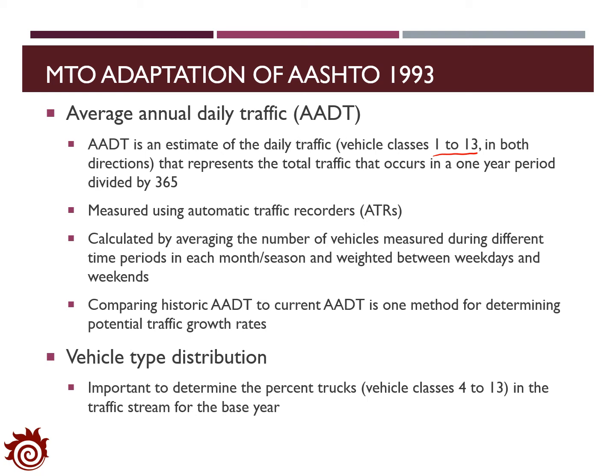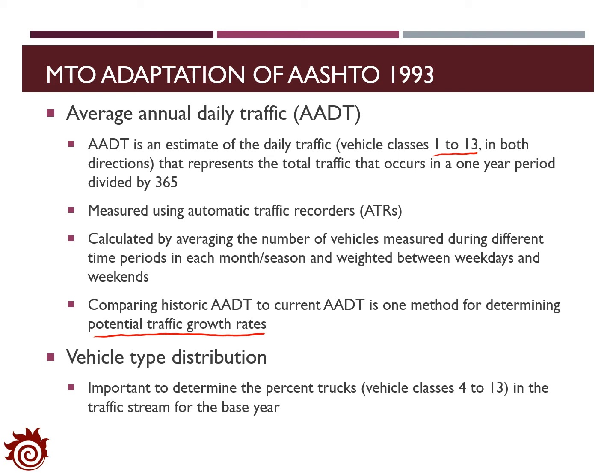Usually we estimate AADT with the automatic traffic recorder, and the calculation of the AADT can be found by averaging the number of the vehicles measured during different time periods in each month or season, and weighted between the weekdays and weekends. Once you find out the ADT over multiple years, you can find out the potential traffic growth rate by comparing the historical ADT to the current ADT.